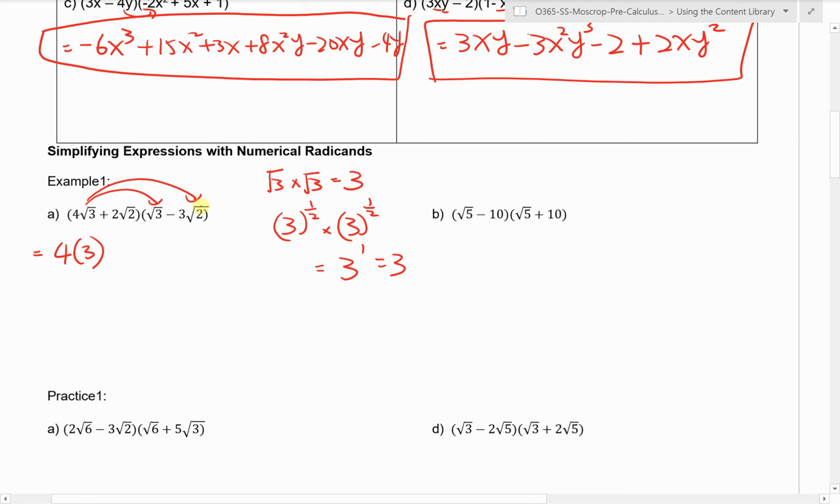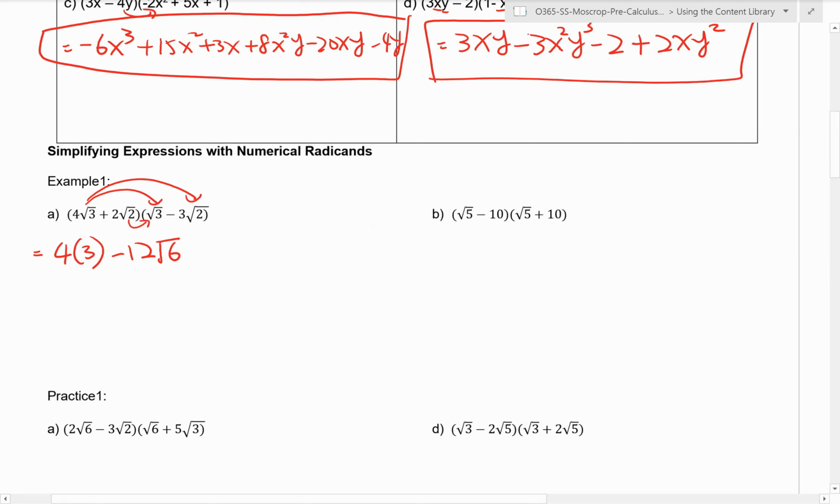Now we have 4 root 3 times negative 3 root 2. So first of all, 4 times 3 is 12, but it's negative 3, so negative 12. We have root 3 times root 2, that is going to be root 6. When we multiply radicals, you multiply the radicands together. Okay, and then we continue to the next two terms here.